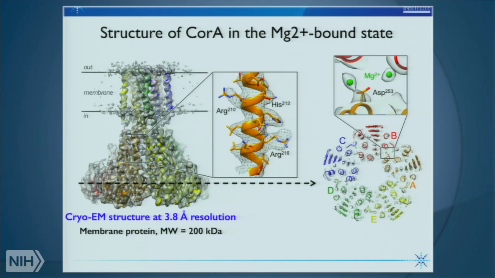At first, we were able to show that in the magnesium-bound state, the structure of CorA, a relatively small membrane protein, could be determined. Even a year ago, this was considered well out of reach for cryo-EM, but a 200 kilodalton membrane protein could be studied by cryo-EM, and the structure in the magnesium-bound state was essentially similar to what we had seen by X-ray crystallography before.